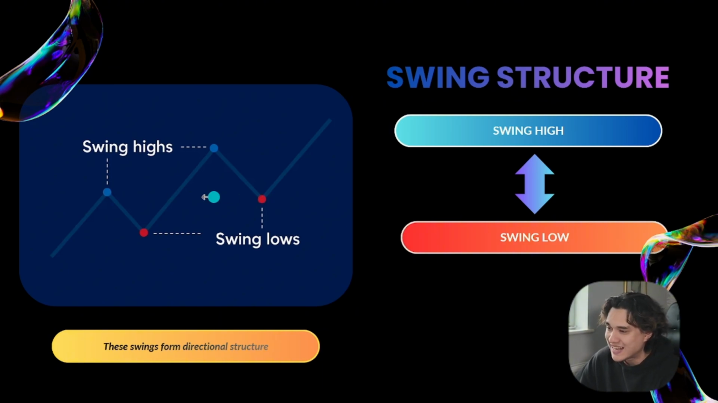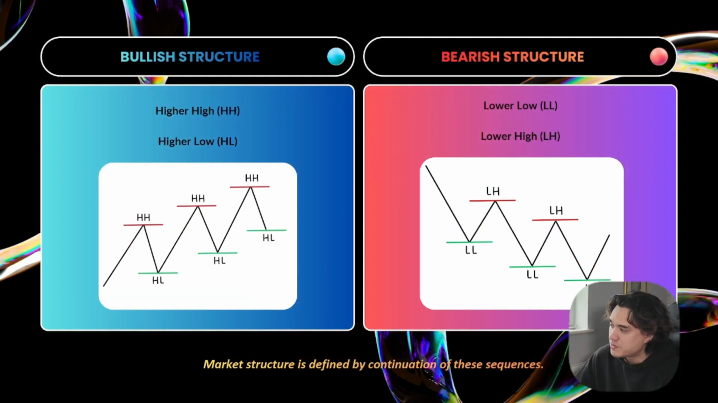On this chart, you can clearly see the peak here, that's our swing high, and down here, the valley, our swing low. These individual points are the alphabet of price. When we string them together, they form words, and those words create the market narrative. Now let's put those building blocks into motion. On the left, we have our bullish structure here. This is defined by a sequence of higher highs and higher lows.